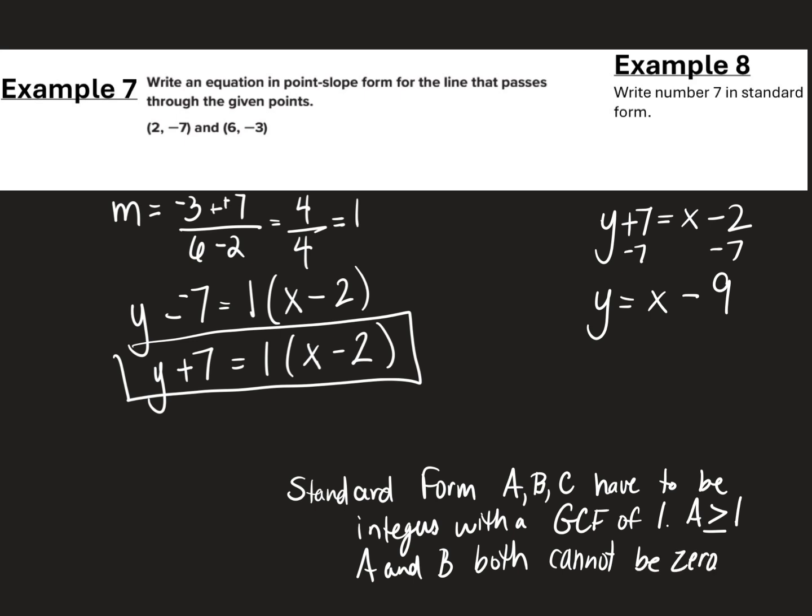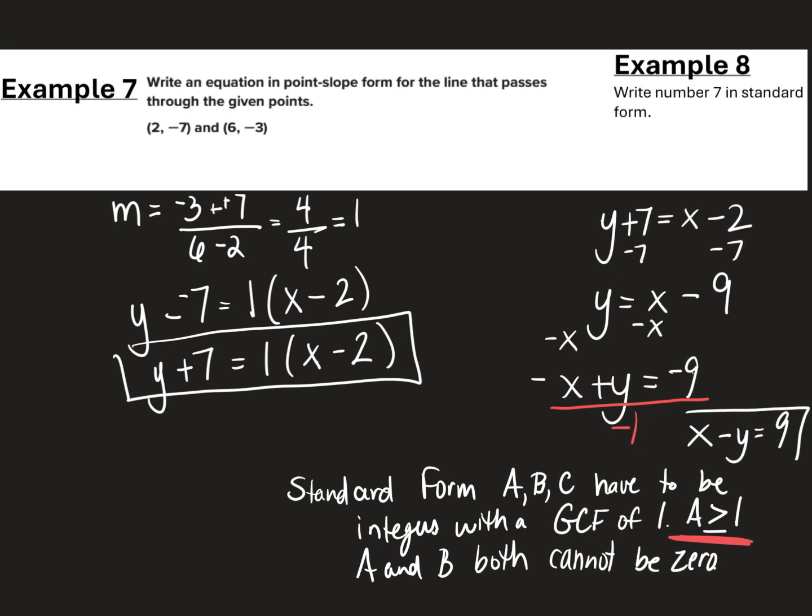Okay, so I'm going to subtract x, and I'm going to have negative x plus y equals negative 9. So that's very close to ax plus by equals c, although it does not fit this description. A is not bigger than 1, so I have to divide everything by negative 1 to fix that. So negative x divided by negative 1 is positive x. Positive y divided by negative 1 is negative y. Negative 9 divided by negative 1 is positive 9. So this is the equation of that line in standard form.